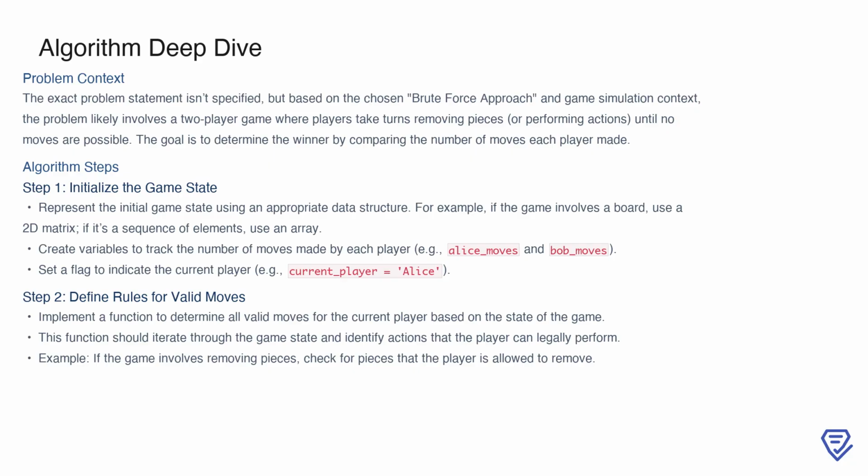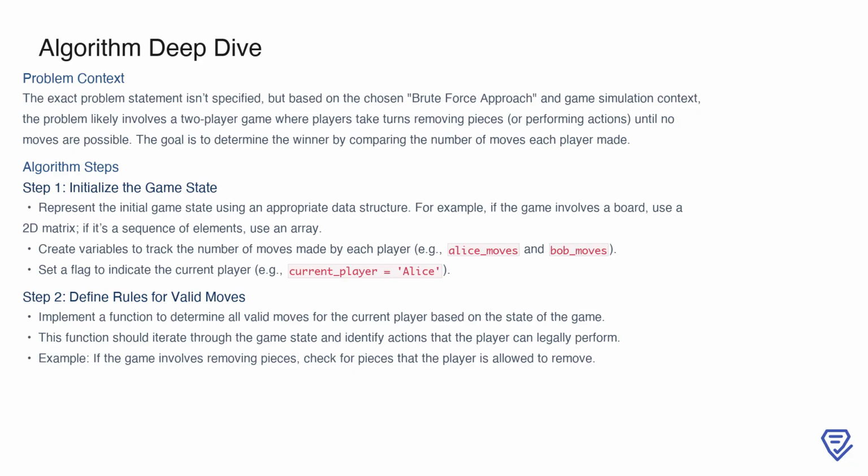Depending on the nature of the game, the state could be represented as an array for a sequence of elements, a 2D matrix for a board, or another structure that fits the problem. Alongside this, we'll set up counters for tracking the moves made by each player, such as Alice_moves and Bob_moves. A flag, like current_player, will indicate whose turn it currently is.